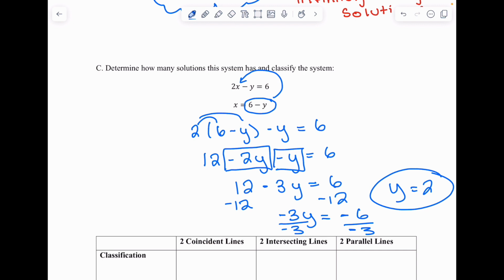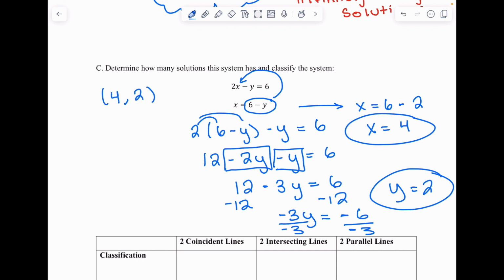But I'm not done because I still need to find x. So I'll plug this in. x equals 6 minus 2, which means that x is equal to 4. So I have one solution, which is the point 4, 2. And so this means that because I only have one solution, I must have two intersecting lines that cross at the point 4, 2. So because I have two lines, that is an independent system. And because I have at least one solution, that is also a consistent system.